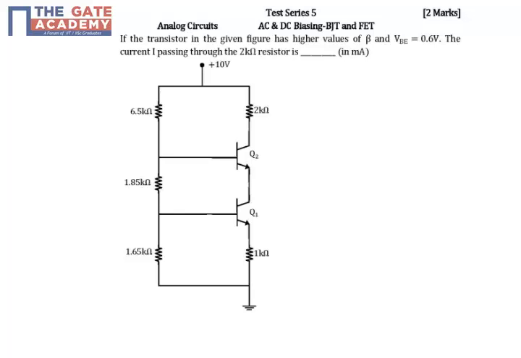So in the given problem, he has given some transistors with the circuits with the resistors, and then he is asking what is the current flowing through the 2 kilo ohm resistor. So these transistors, for example, if these two are on, mostly these will be on because all the positive voltages are applied, so these will be on.